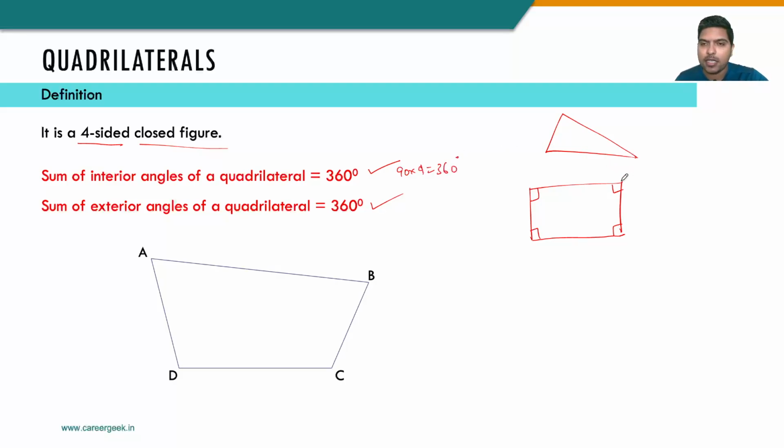Now what is exterior? Exterior is when I extend the sides in the same direction. So these are exterior angles. You will see all the exteriors are also 90 degrees because all are straight lines. That's how exterior angles are also 90, and 90 into 4 is 360. In fact, the sum of exterior angles of any n-sided polygon is 360. The sum of interior angles will change, but the sum of exterior angles will never change.